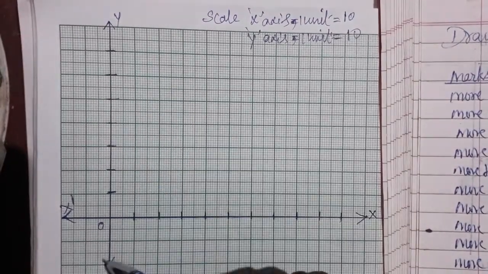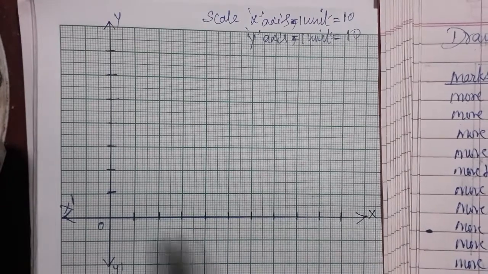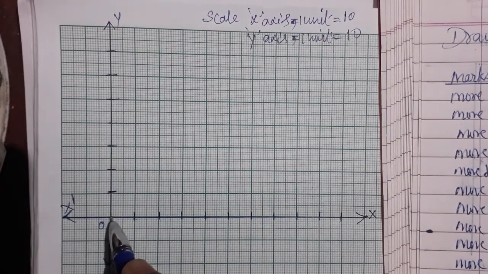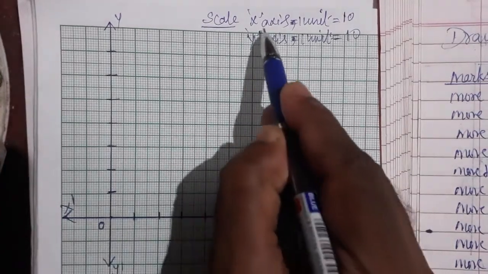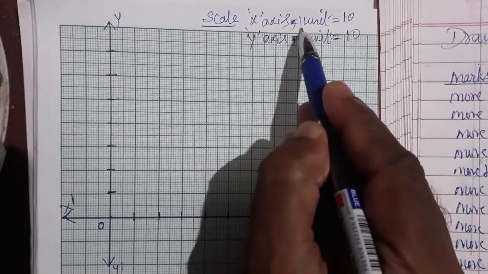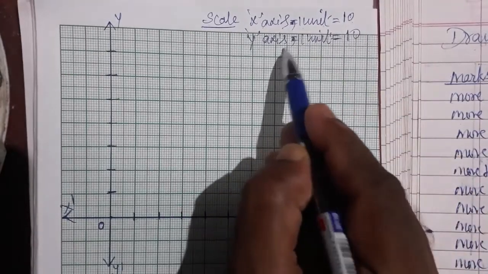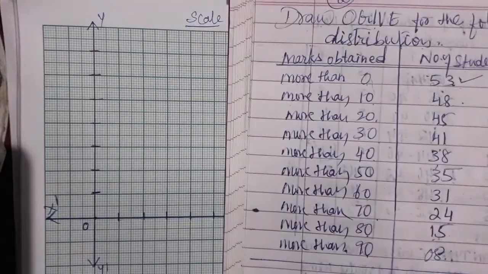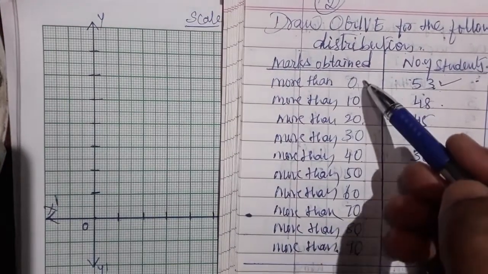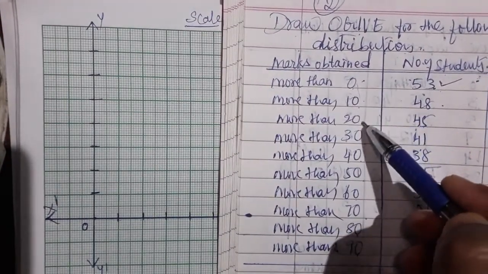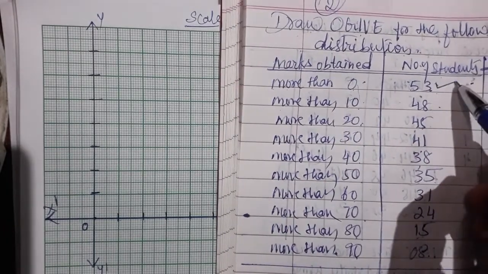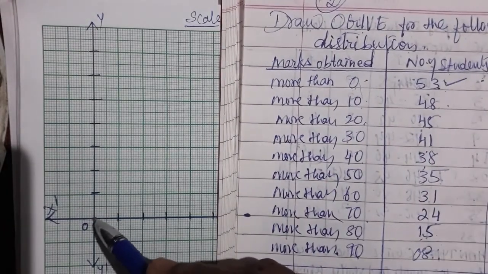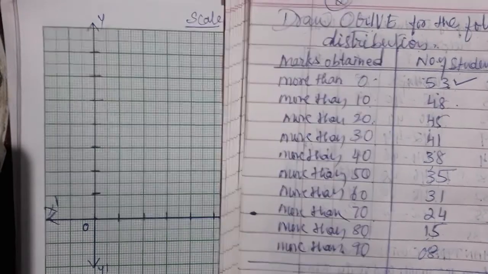Graph is ready with y-axis and x-axis. X-axis and y-axis intersect at 0. Now scale is important. X-axis 1 unit is equal to 10, y-axis 1 unit is equal to 10. The reason is, you can notice here 0, 10, 20. That means the size of the class interval is 10. And here you can notice the maximum is 53, so therefore I have taken one box as 10.